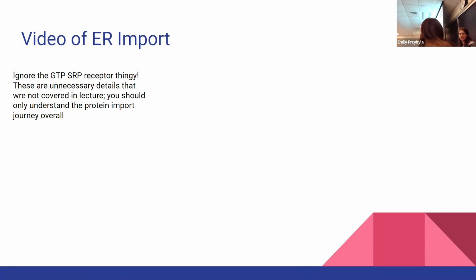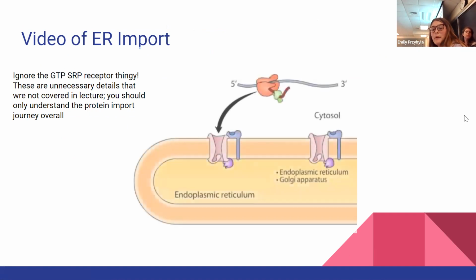So if you guys want to, oh, there we go. Yeah, so we're not going to watch it, you guys can just watch it on your own. So that explains what I just explained, and it gives a good visual of how it's happening. Just when you're watching it, don't worry about the GTP SRP receptor interactions because we didn't learn about those in class, and we're not going that in depth on the exam.